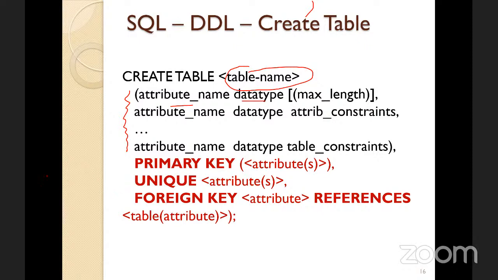And if more than one candidate key is there, you choose one as the primary key, but the others will also be unique. To mark which attribute is unique, you can write it like this, or you can write the word unique here. And if any attribute in this table is a foreign key, you need to tell it that this attribute is a foreign key referring to this attribute of the parent table. So this is your create table statement.